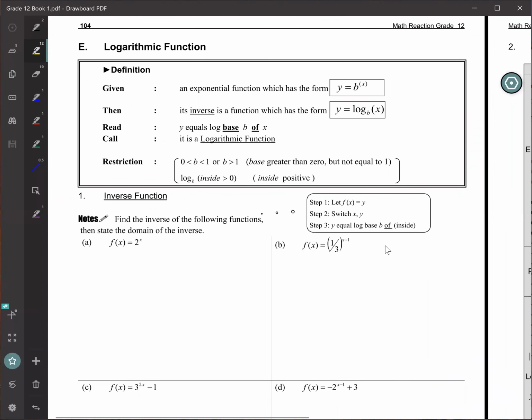I give you an exponential function, right? Look at the yellow highlighted, that's exponential. Then the inverse of the function, okay? The inverse is the log function, okay? So we already know how to read that, right? Log base b of x. And then we have two kinds of base, right? Base between 0 and 1 and base bigger than 1, okay?